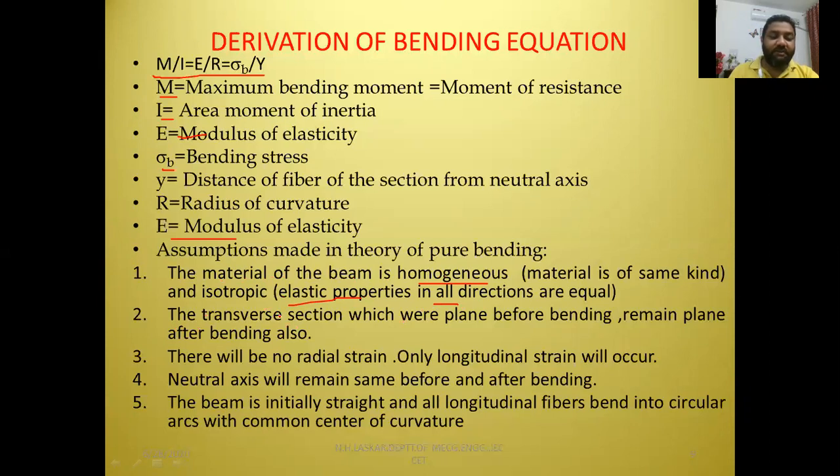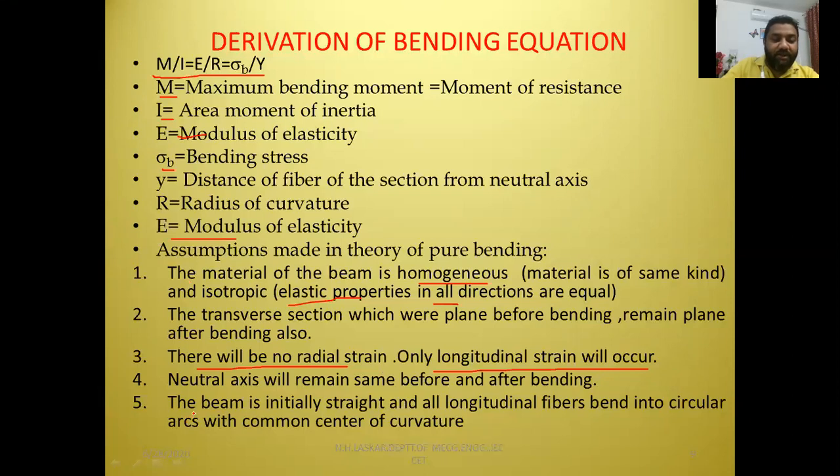The second one is that the transverse sections which were plane before bending will remain plane after bending also. There will be no radial strain, only longitudinal or linear strain will occur. Means in terms of radius, there will be no strain. The neutral axis will remain the same before and after bending. That we already know from the definition of the neutral axis. It is the axis which remains the same before and after bending.